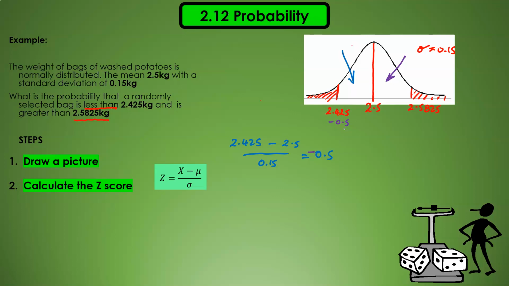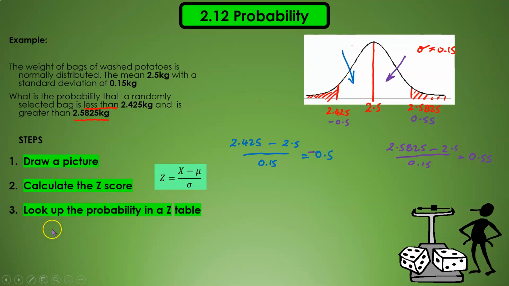Now for the other score, we're going to do 2.5825 take away 2.5, divided by 0.15, which is equal to 0.55. Okay, now that I know what the z values are, I can look them up in the table.